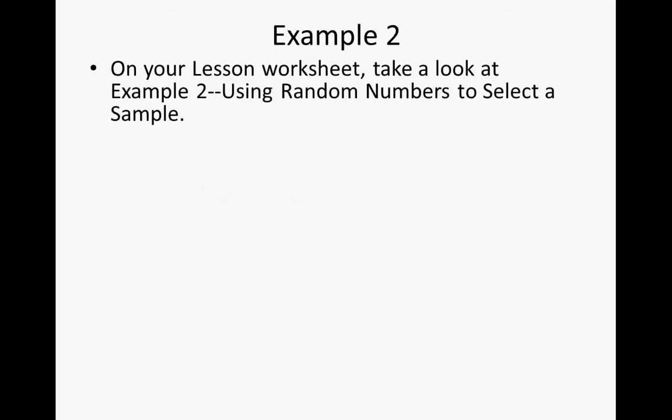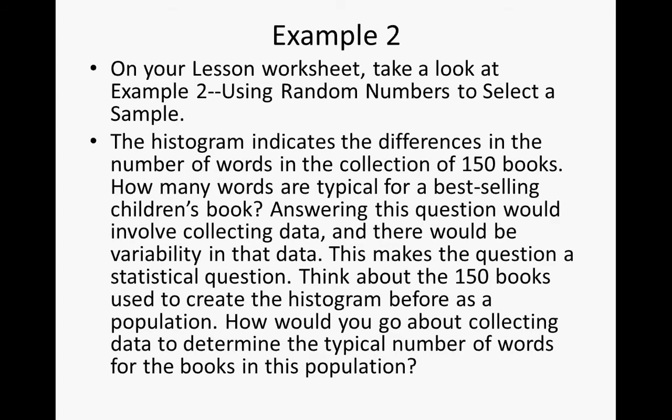Alright, let's take a look at example 2. On your lesson worksheet, take a look at example 2, using random numbers to select a sample. The histogram indicates the differences in the number of words in the collection of 150 books. How many words are typical for a best-selling children's book? Answering this question would involve collecting data, and there would be variability in that data. This makes the question a statistical question. Think about the 150 books used to create the histogram before as a population. How would you go about collecting data to determine the typical number of words for the books in this population?